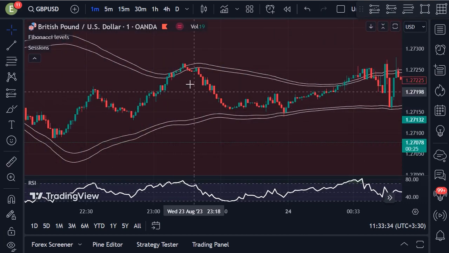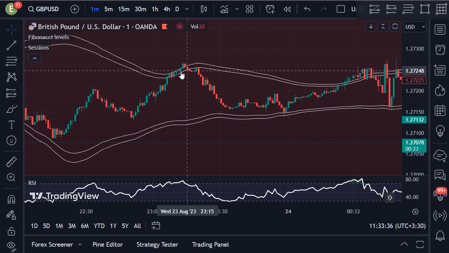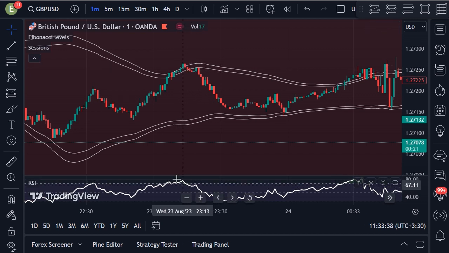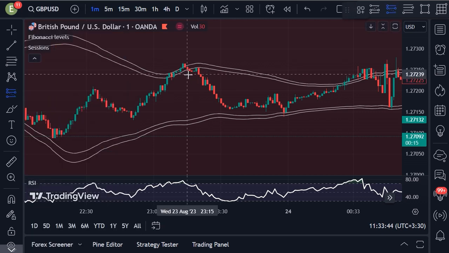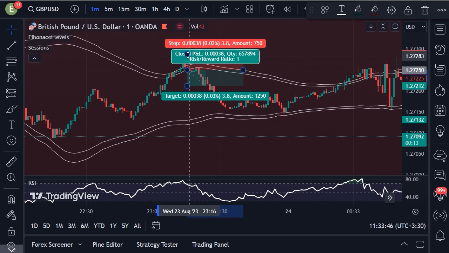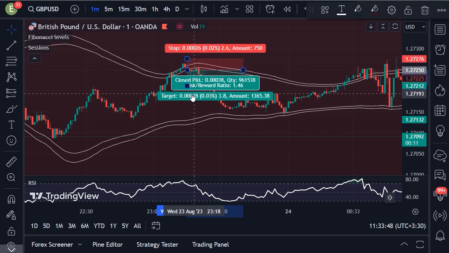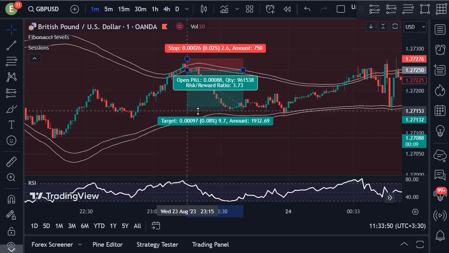Here we are in our session range. The price hits Fibonacci levels and RSI is in the overbought zone. We enter a position, and as you can see, this trade closed with a good profit, hitting our TP easily.